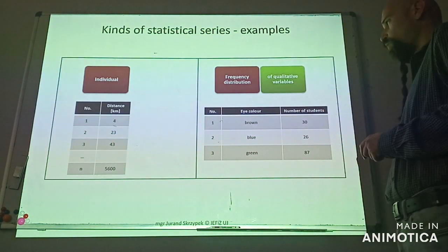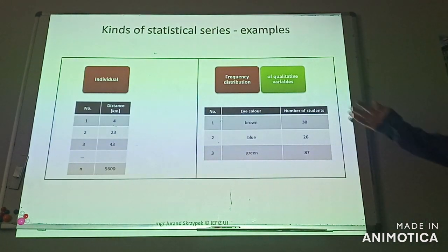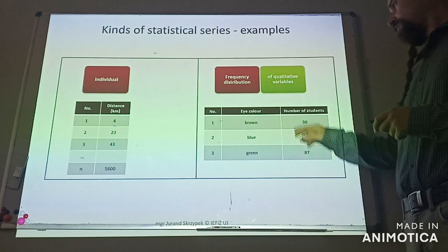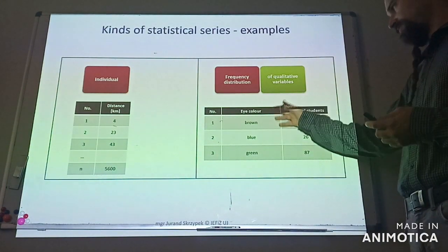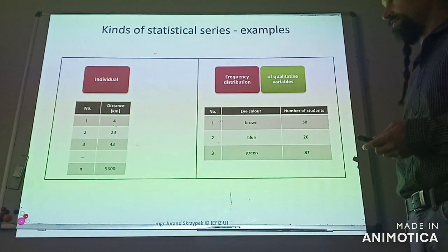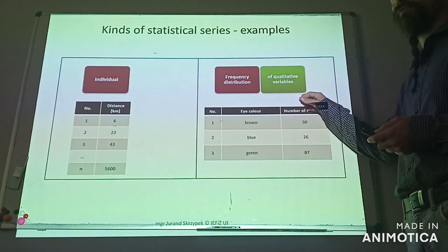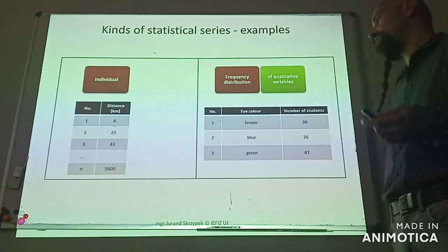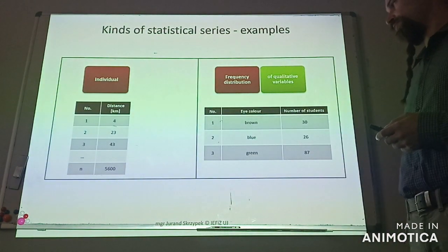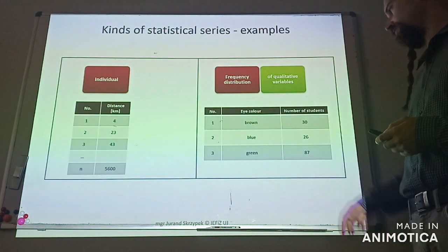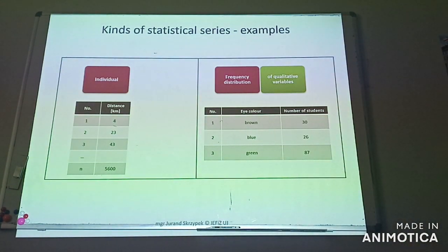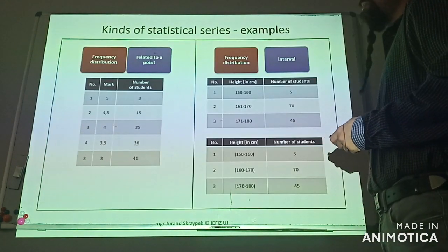Next, we have frequency distribution, but dedicated to qualitative variables. So here, statistical material is ordered by the variants of a qualitative variable. Here we have the qualitative variable eye color, and we have three variants of eye color: brown, blue, green, and the number of students that are characterized by this color of eyes.